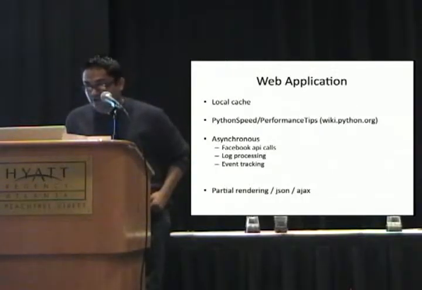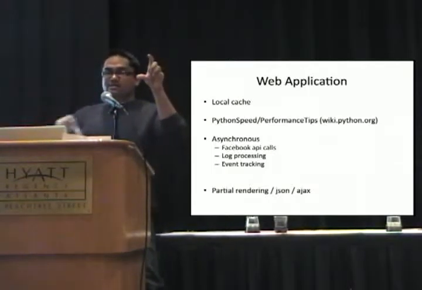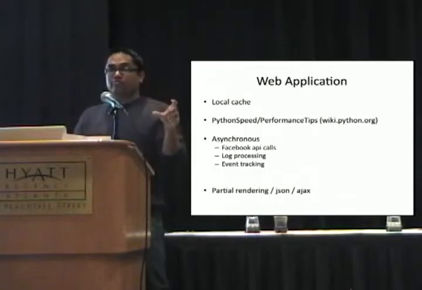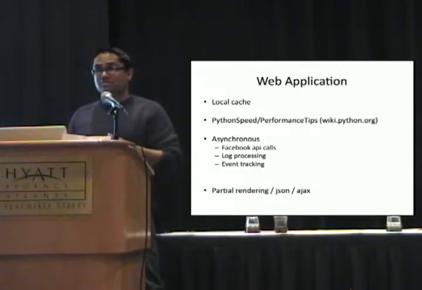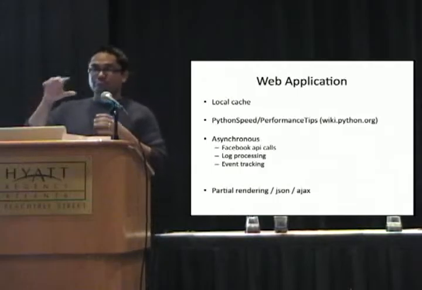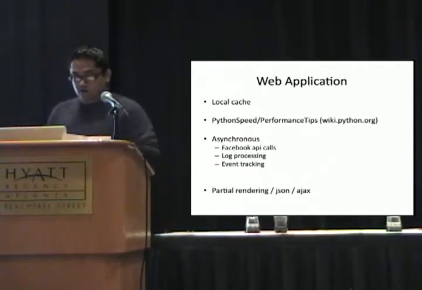We do a lot of asynchronous calls. Anything that's not needed in the response, we make sure that type of call does not happen in that request. We try to make it asynchronous. Calls to Facebook, calls to log processors, calls to event tracking for analytics and stuff, everything is asynchronous. And we do it using the message queue. The request puts it in the message queue, we have message queue readers that read it and do the work.